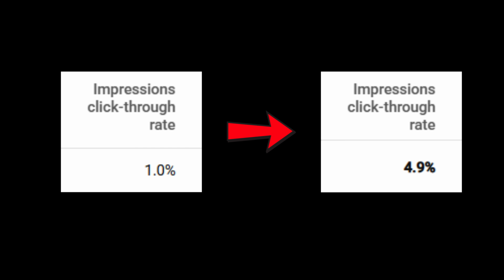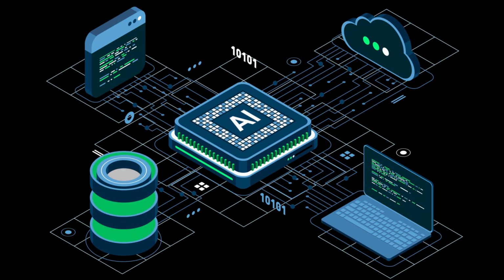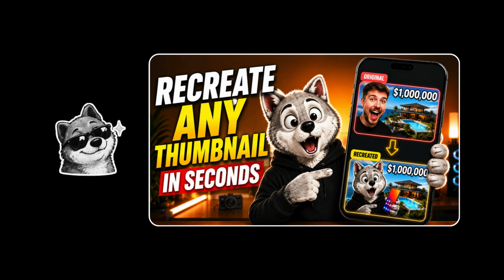So instead of guessing what works, I simply learn from what's already working and use those ideas for my own videos and client projects. And honestly, it's given me some great results. And now AI can do most of the heavy lifting for you. In fact, the thumbnail of this video was also created using AI. So let me show you exactly how I use it for my own videos and client projects.